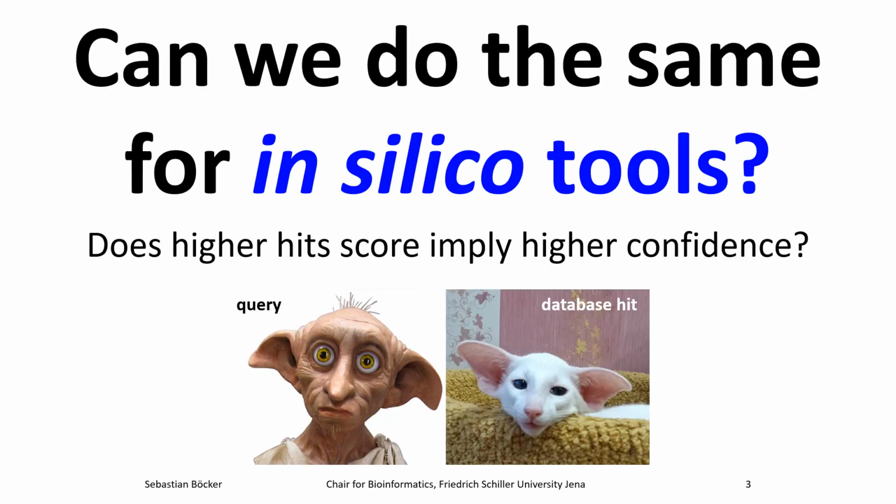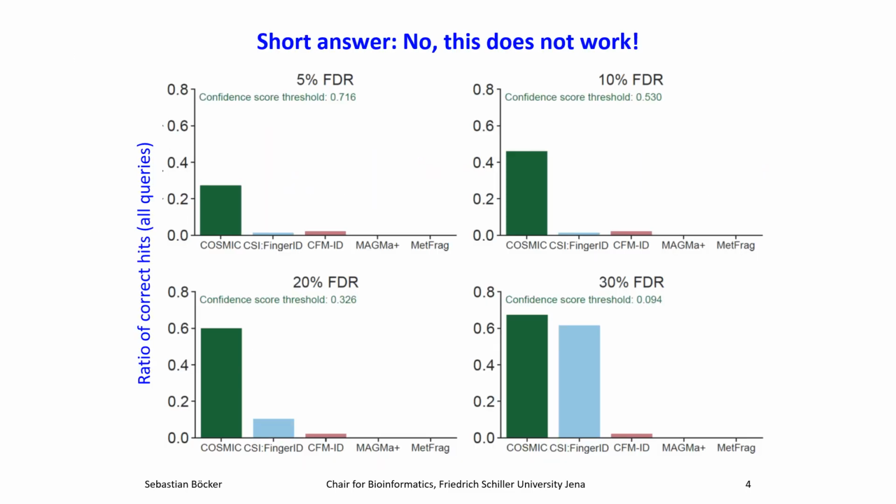Now, a rather obvious question is, can we do the same for in silico tools, which do not search in spectral libraries, but in structure databases? Because there the problem is our structure databases are many orders of magnitude larger than the spectral libraries. So we often get an answer simply because something is most similar to our query, but that doesn't necessarily mean it's correct. Can we decide if it is correct based on the score? And the short answer is no, this does not work.